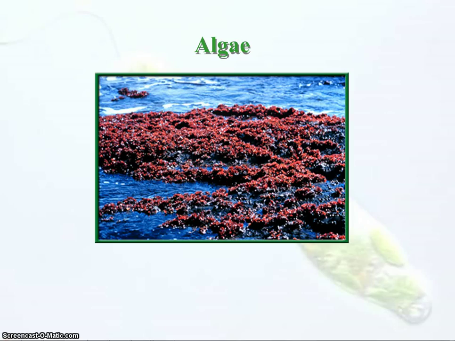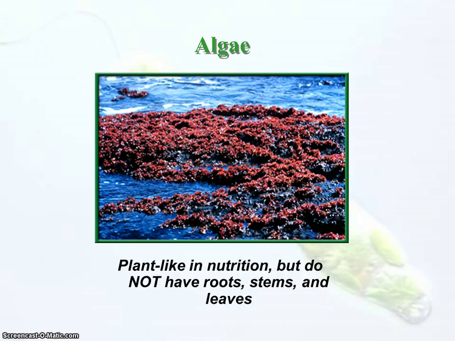All right, now in that first part, we focused mainly on our animal-like protists, our protozoans. In this part, we're going to be looking at our plant-like protists, which are our algae. So let's get started with our plant-like protists. Our plant-like protists are similar to plants in how they obtain their nutrients, but that's pretty much it.